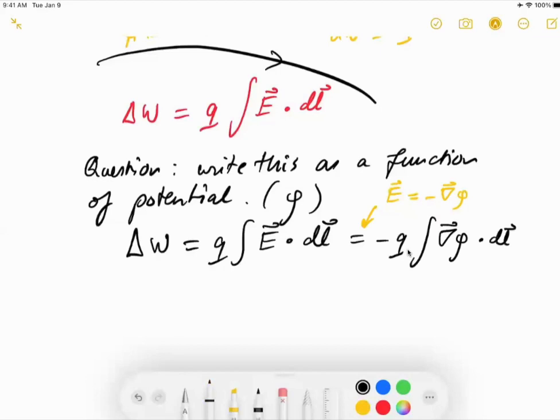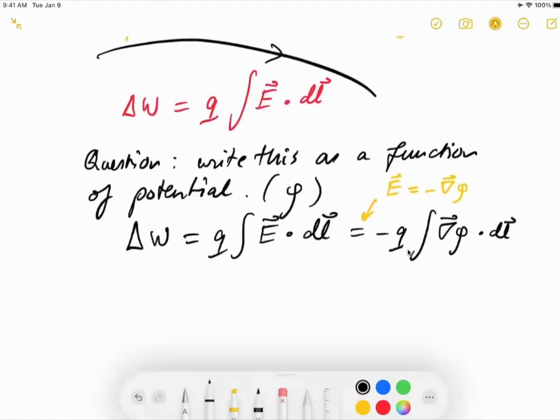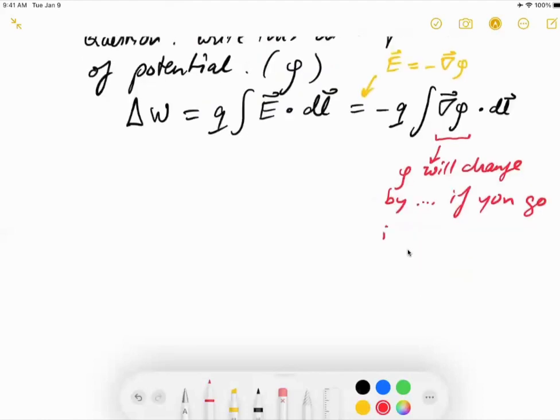This is fine, this is correct, this is, strictly speaking, answering the question, but it's one step short of having the final answer. So let's look very carefully at what this thing actually says. This thing says that phi will change by some amount if you go in the x direction, or the y or the z direction.